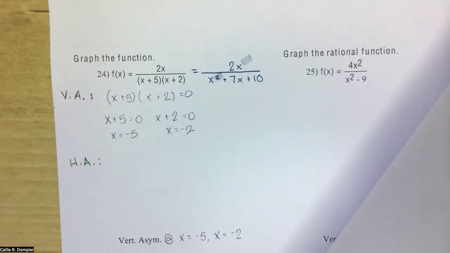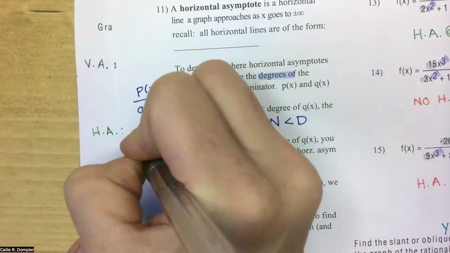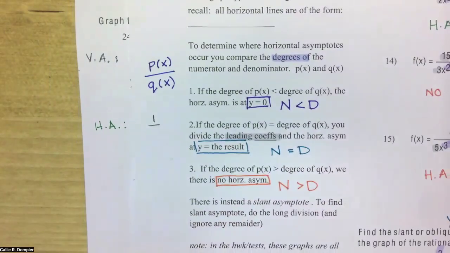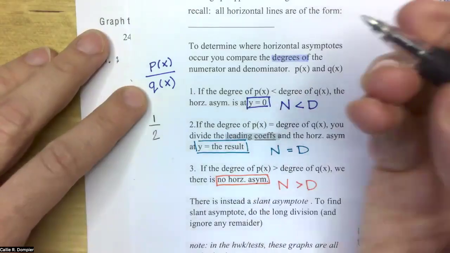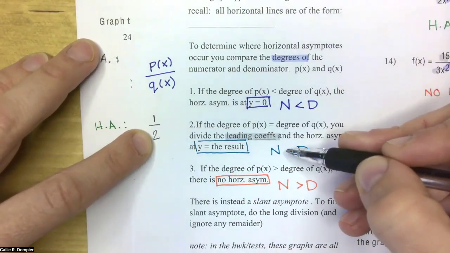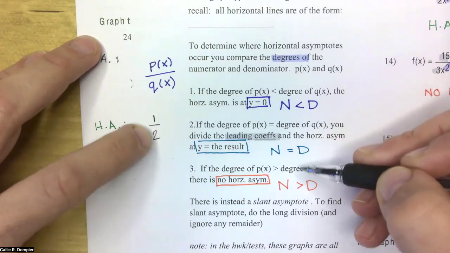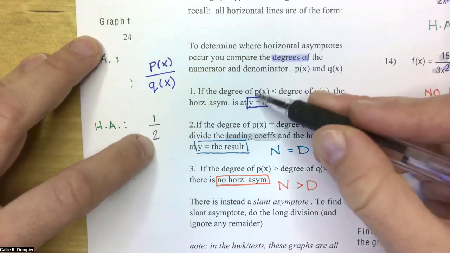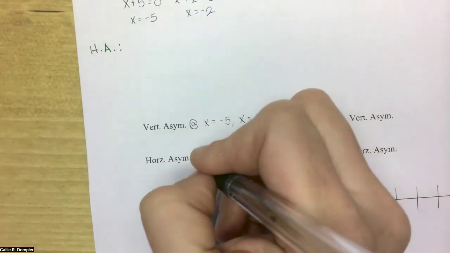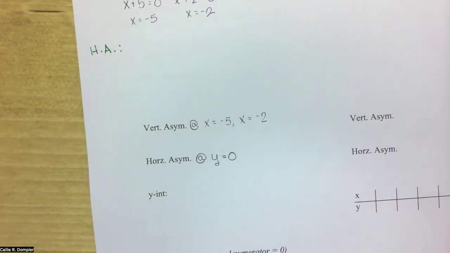In our case, we have a 1 for my p(x), and we have a 2 for my q(x). Is 1 less than 2, is 1 equal to 2, or is 1 greater than 2? Which one would it be? It would be this one, right? So that means we have a horizontal asymptote at y equals 0, which is nice because then we don't have to find the slant asymptote.